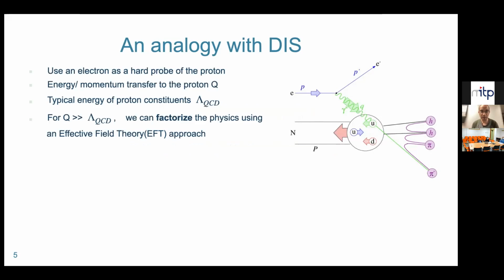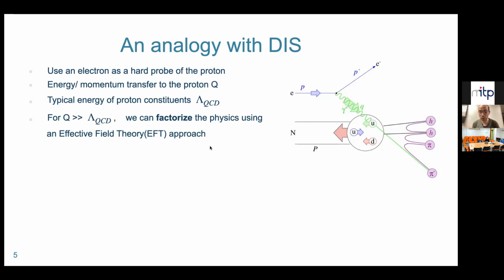In this case, the electron is acting as a hard probe of the proton. You have two energy scales in this problem, one which is the energy scale of the proton itself, which is of the order of lambda QCD, and the other is the hard scale Q, which is the momentum transferred by the electron to the quark.